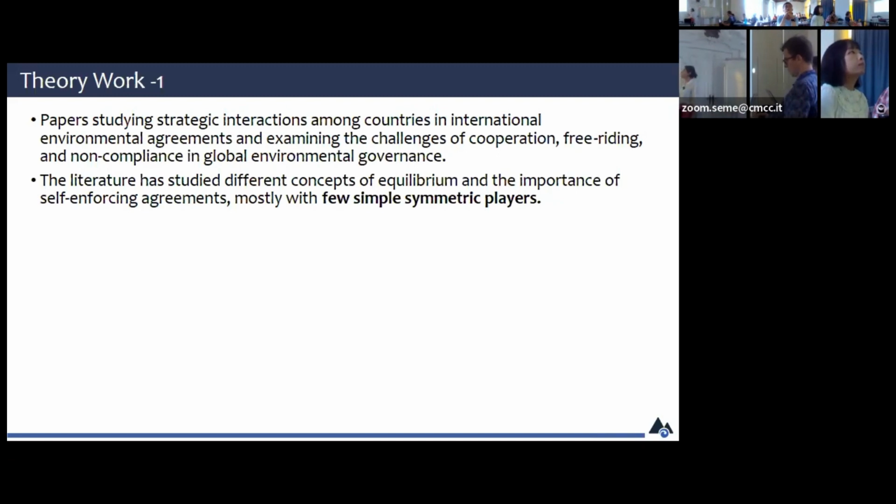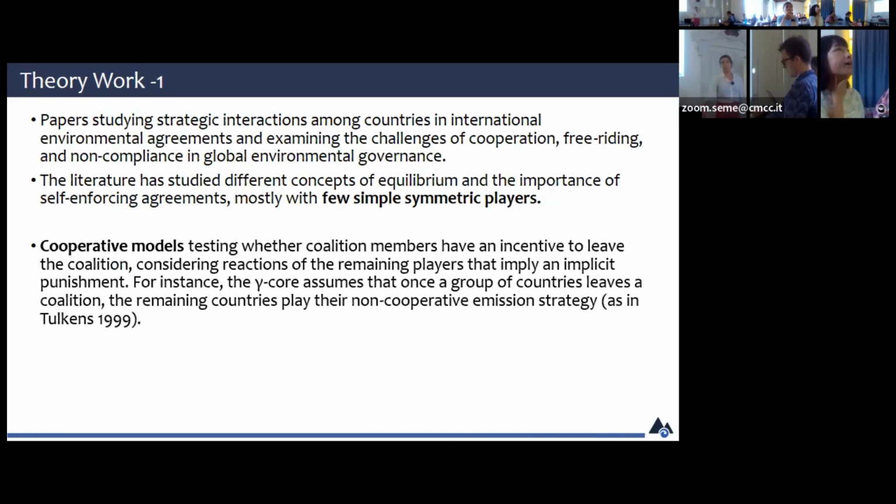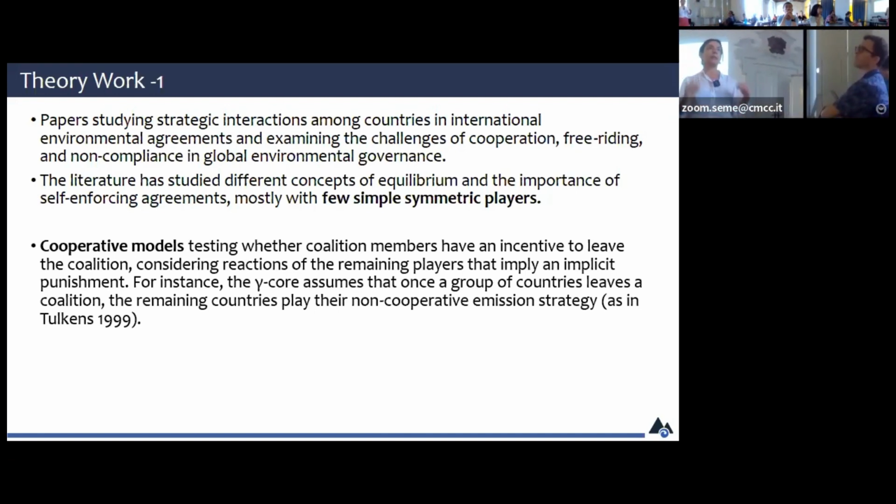Then only they started to move out from this assumption of very few, simply symmetric players. And they did play with two concepts. The first type of models were cooperative models. So they assumed cooperation. That means if somebody defects, he's going to pay a penalty. Okay, so let's assume we have 3 players here. Let's assume that the 3 players are China, the US, and Italy. And we are expected to cooperate.